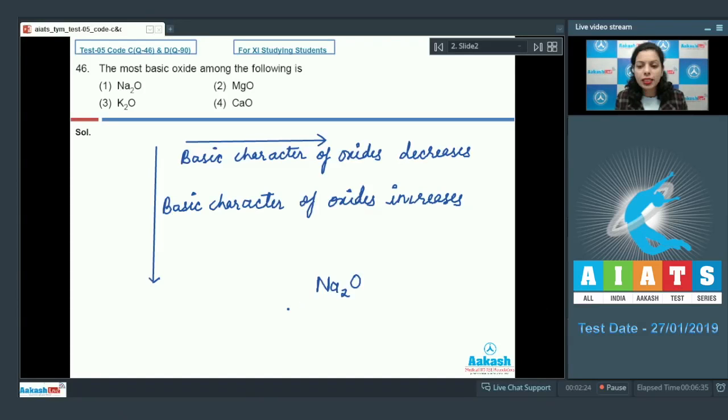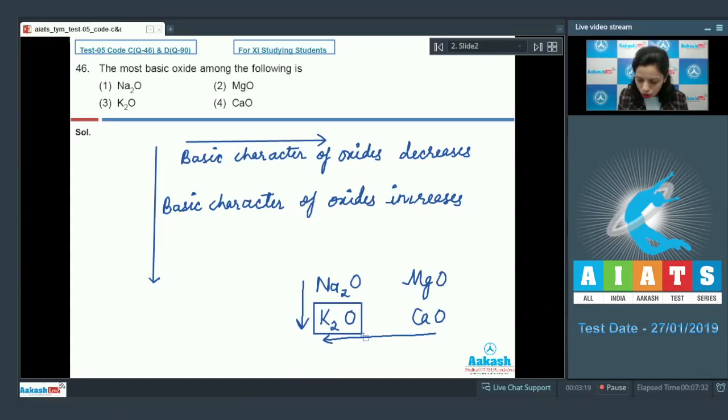It means if I talk about sodium oxide, magnesium oxide, potassium oxide and calcium oxide, sodium oxide is the oxide of a group 1 element, while magnesium oxide is the oxide of a group 2 element. Similarly, potassium oxide is here below sodium, and calcium oxide is here. So in this case, potassium oxide would be most basic. If you consider along the period, the basic character is more in potassium oxide. That's why the oxide which has most basic nature is potassium oxide, and I'll choose it as the correct option, option 3.